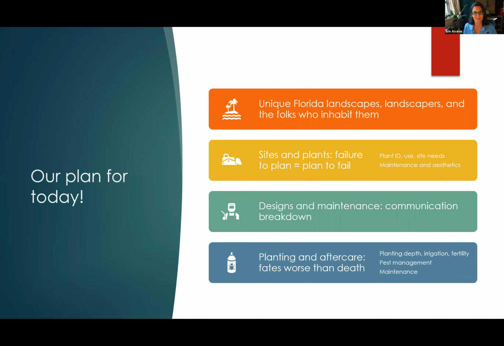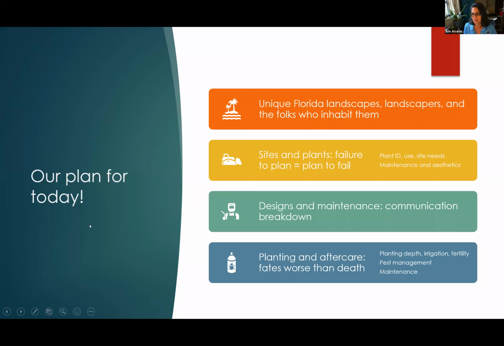Group in Miami, awesome. We're also going to talk about sites and plants, designs and maintenance and how they relate and how communication is important there, and then planting and aftercare. And I put fate's worse than death because, as we all know, there are worse things than having plants die in the landscape. So to start with, as I kind of introduced, talking about unique Florida landscapes.